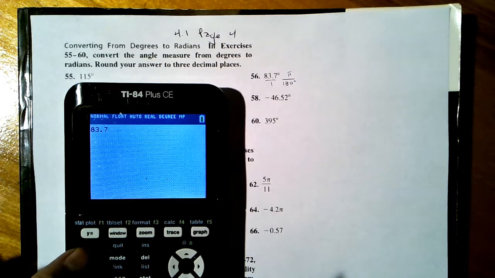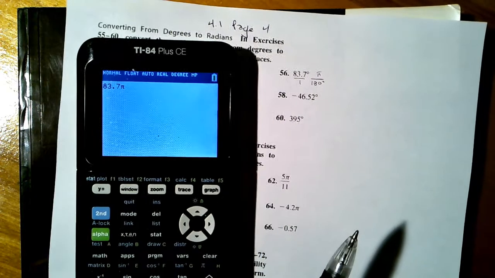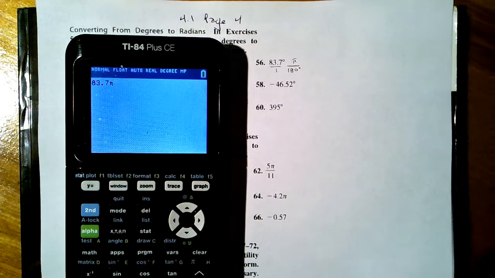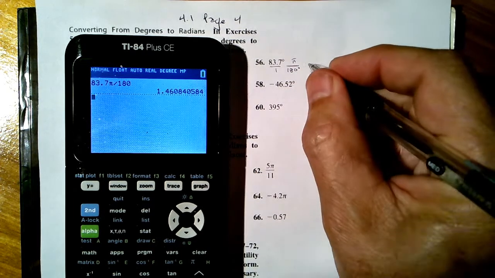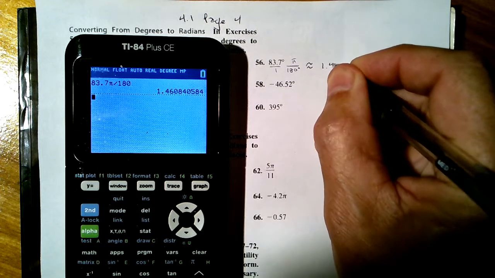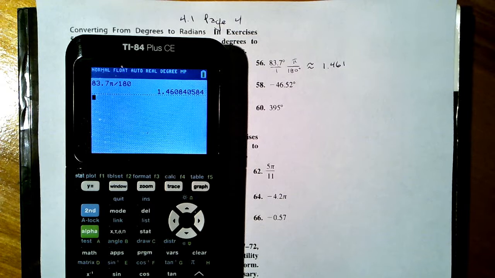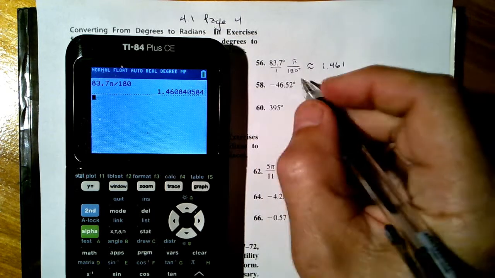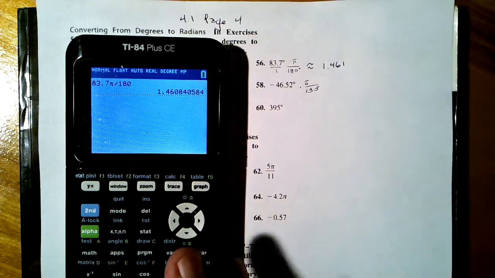So we get 83.7, second caret is pi, 83.7 pi divided by 180. And we get approximately 1.461 radians. Okay, and that's it.